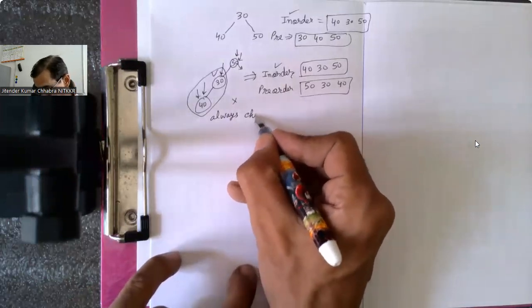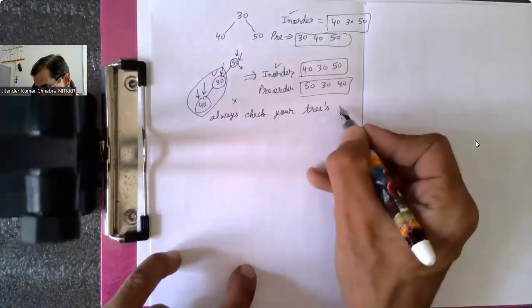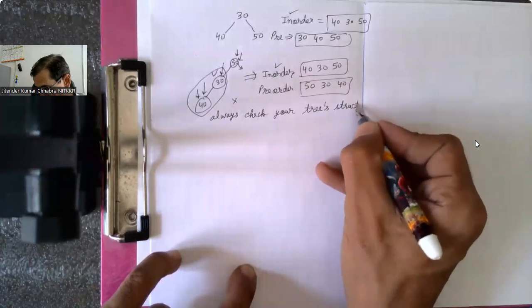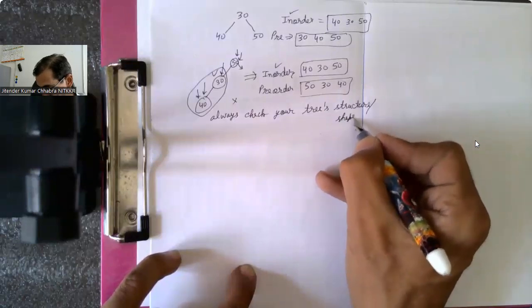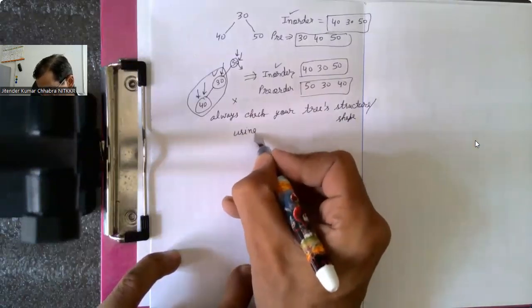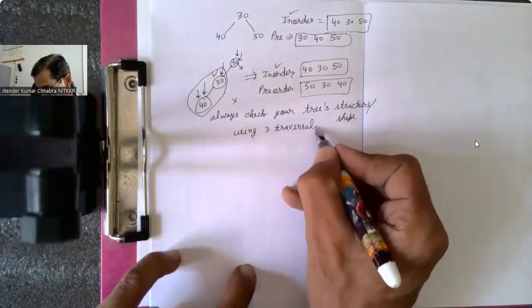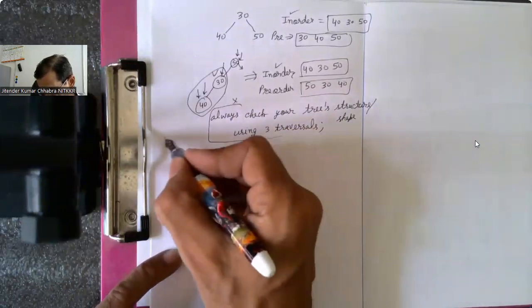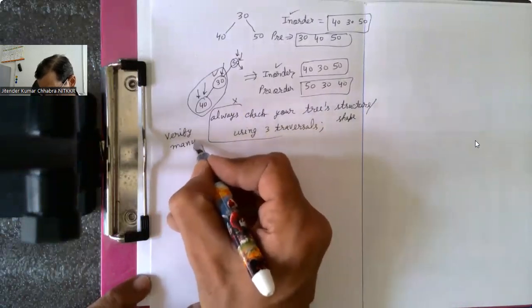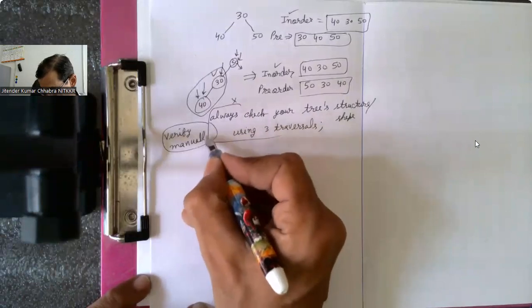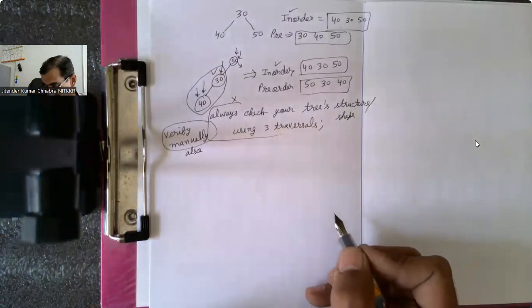So always check your tree linking, etc., and the tree's full structure or full shape using three traversals. That will ensure that you have created it the way you want it. And verify manually whatever output you are getting with your equivalent in-order, pre-order traversal, so that you will be sure that you have created a binary tree correctly.